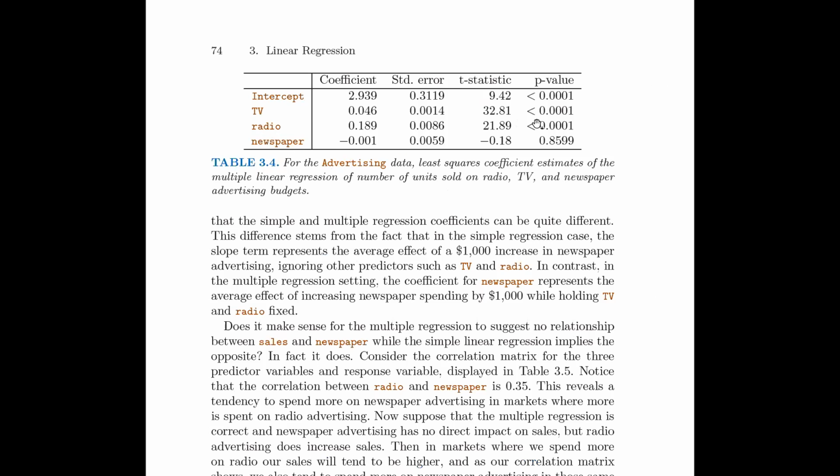So this is your table 3.4. We look at the individual p-values. So this would appear to suggest that we can exclude newspaper, and we're left with TV and radio.